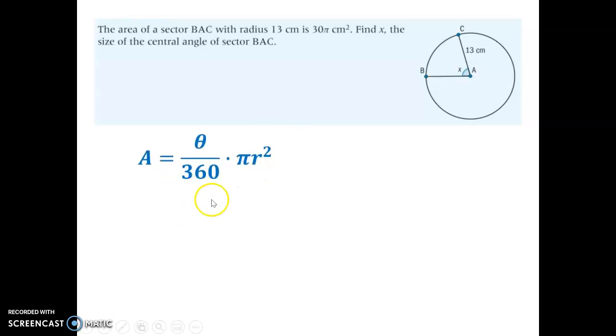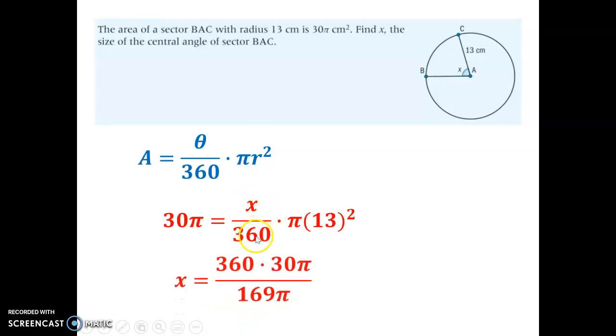Okay, so here's the area formula. We're going to replace theta with x. That's the unknown angle, so we don't know what portion we have here. But we do know the area, so we substitute it here. And then we put pi r squared. So we have this. Now let's solve this. See if you can do it in one step. How do you move everything to this side, leaving the x by itself?